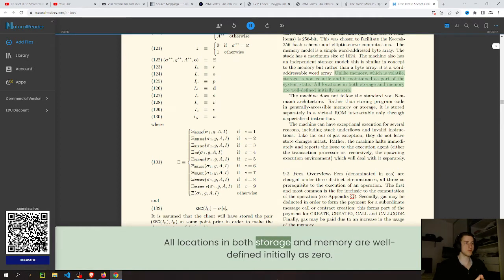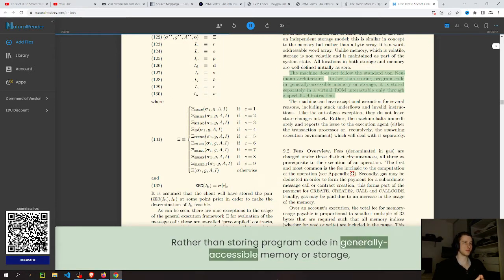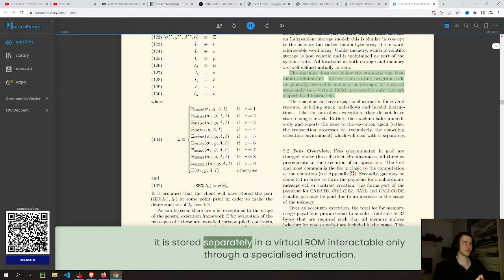All locations in both storage and memory are well-defined initially as 0. The machine does not follow the standard von Neumann architecture. Rather than storing program code in generally accessible memory or storage, it is stored separately in a virtual ROM, interactable only through a specialized instruction.